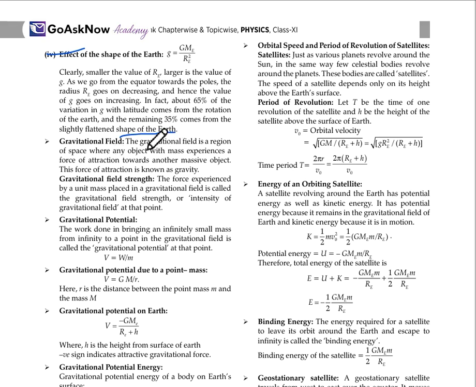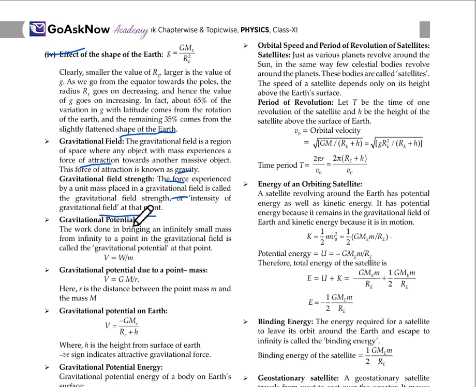Gravitational field. The gravitational field is a region of space where any object with mass experiences a force of attraction towards another massive object. This force of attraction is known as gravity. Gravitational field strength: the force experienced by a unit mass placed in a gravitational field is the gravitational field strength, or intensity of the gravitational field at that point.